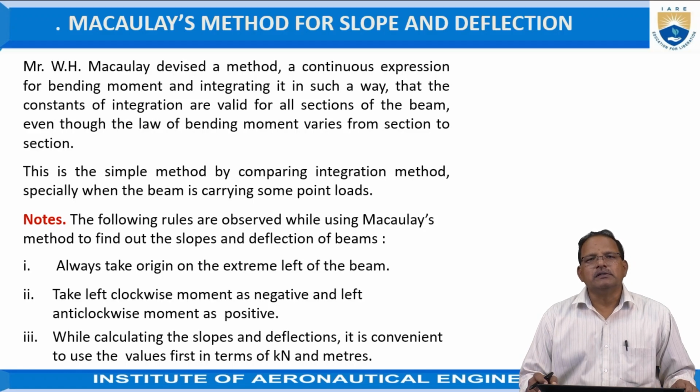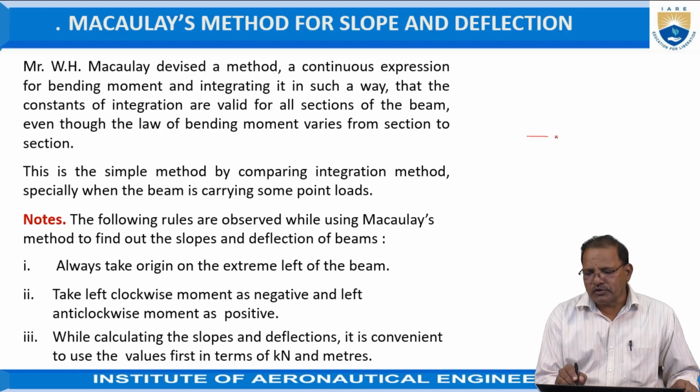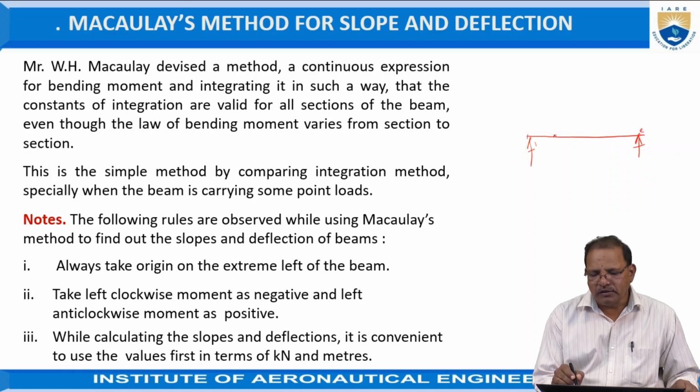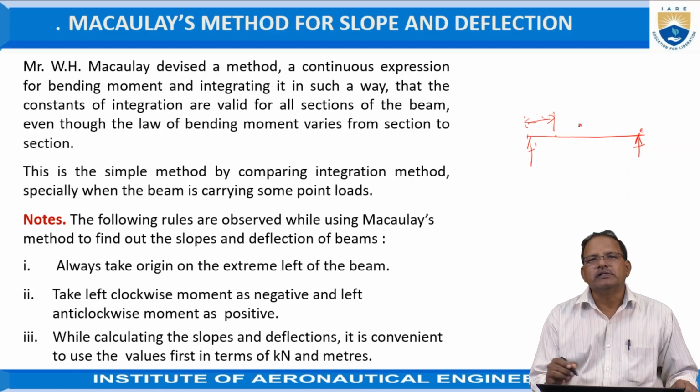The first rules are given here. Always take the origin on the extreme left of the beam. That is, assume a simply supported beam is given. When we are determining slope as well as deflection, always consider the left hand side of the beam as the reference position. That is, we consider the point at a distance x from the left side.